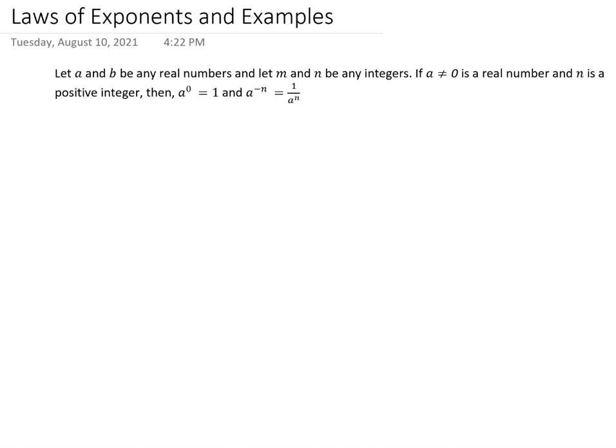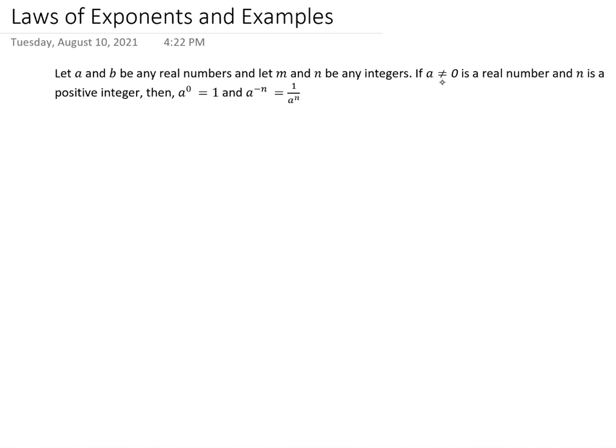Let A and B be any real numbers, and let M and N be any integers. So considering the laws of exponents, I'm going to be using A and B, which are real numbers, and M and N, which are any integers.